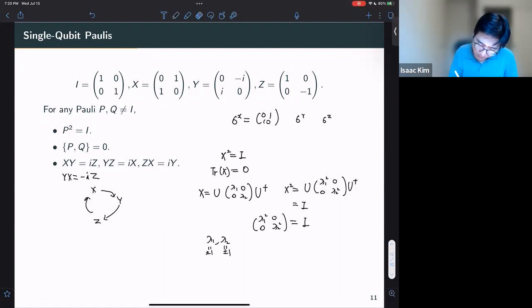What about the trace of X? The trace of X is simply the sum of the eigenvalues, lambda1 plus lambda2. So you see that we cannot be in a situation where lambda1 and lambda2 are both +1 or both -1. If one of them is +1, the other one must be -1. And you see that this argument applies to any matrix which squares to identity and whose trace is 0. And indeed, Y squares to identity, its trace is 0. Z squares to identity, its trace is 0. So for all these matrices, you must have eigenvalues of +1 and -1 at the same time.